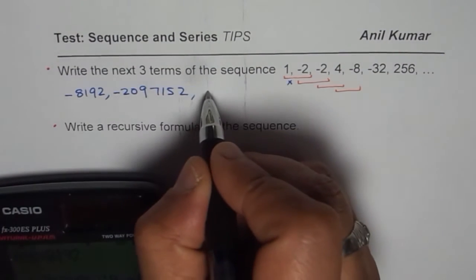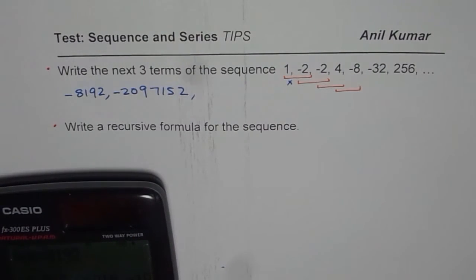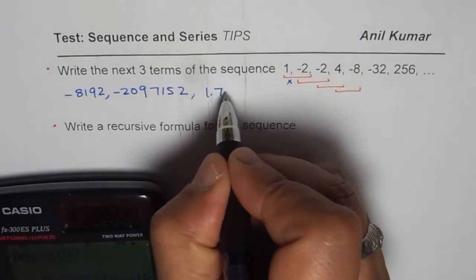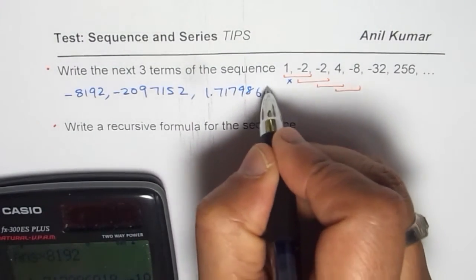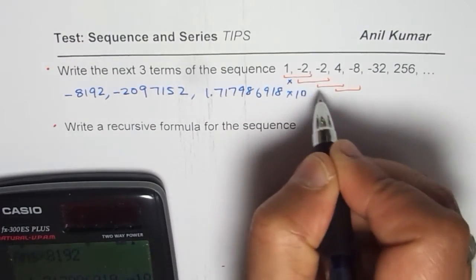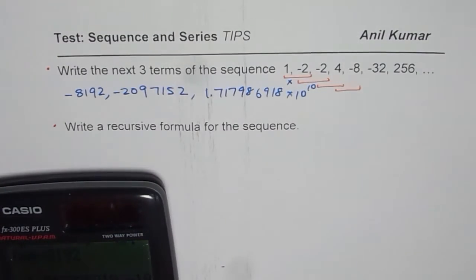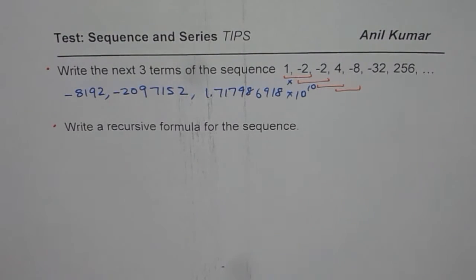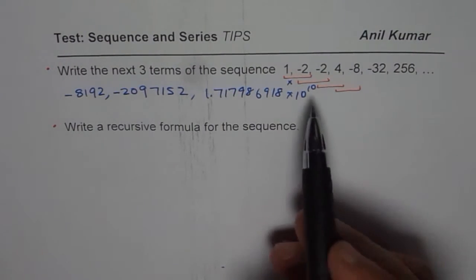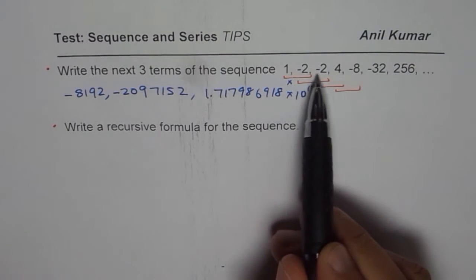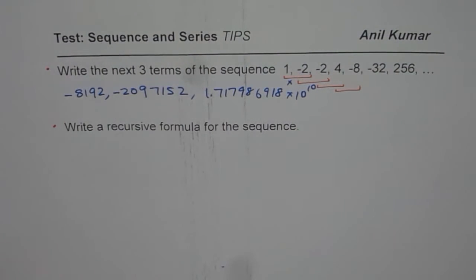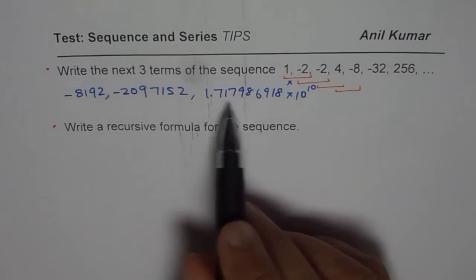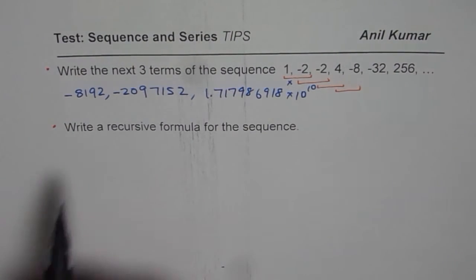So let me write the number as given here: 1.717986918 times 10 to the power of 10. That is the next number for us, and obviously it should be positive, right? You can even check the pattern: 1 positive, 2 negatives, 1 positive, 2 negatives, 1 positive, 2 negatives, 1 positive. That helps. So that is how you can get the next three terms.